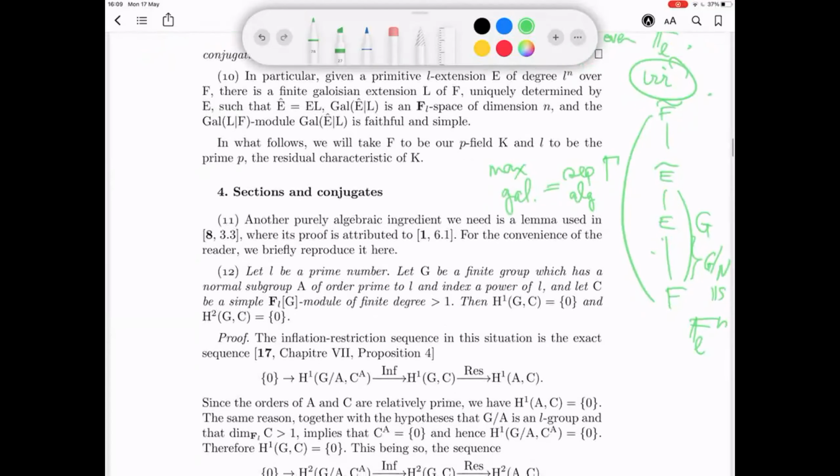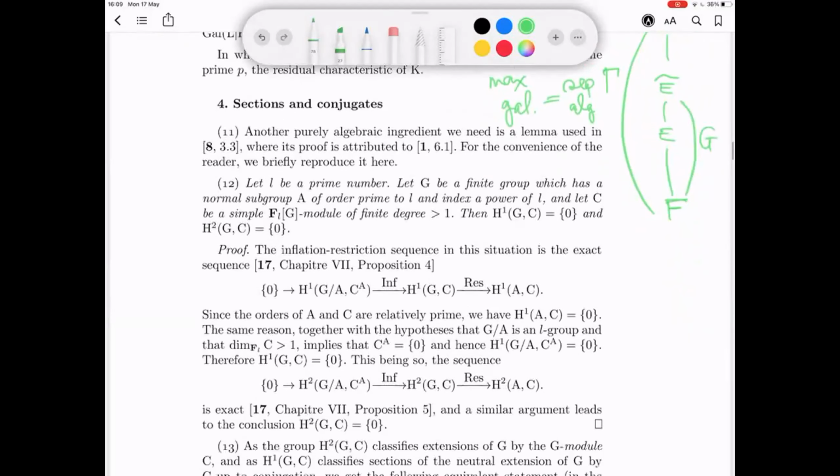Wait a minute. No. Not at all. It's not this. So it's not G mod N here. This is G. That's fine. Then I have to draw a different diagram because I have this normal subgroup N. So I'll have E hat here, then I'll have E hat, the fixed field of N. And this is, of course, F. So I'll get N as the group here, G mod N as the group here. And this whole group is, of course, G.